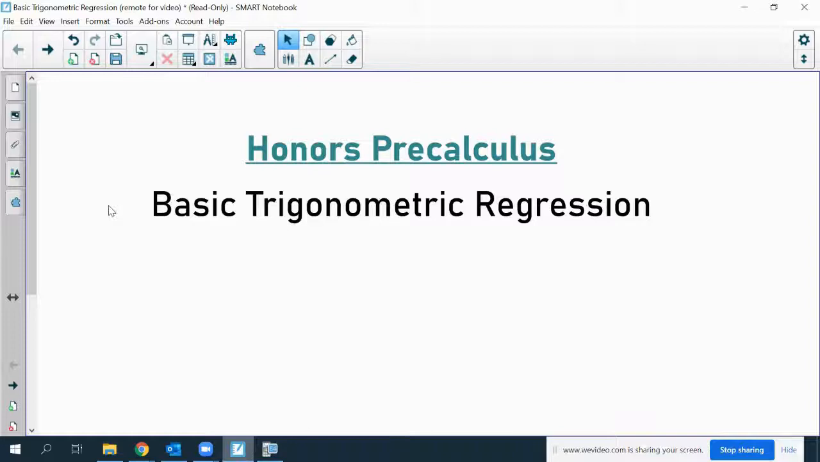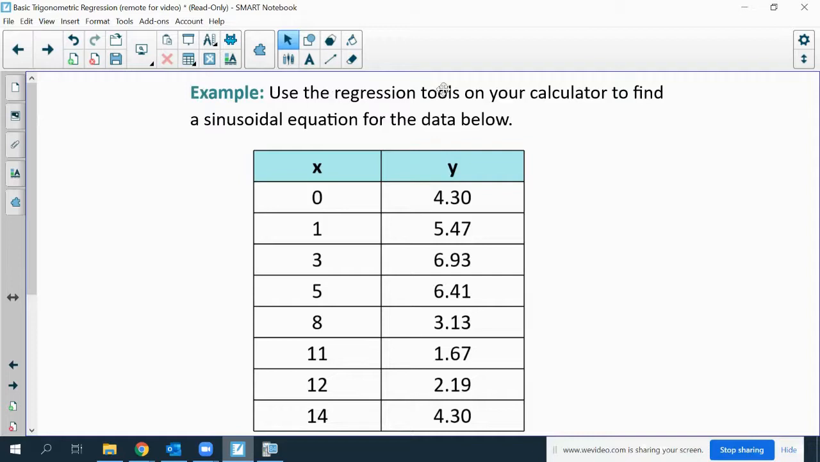This video will teach you basic trigonometric regression. We're going to use the regression tools on our calculator to find a sinusoidal equation for this data.